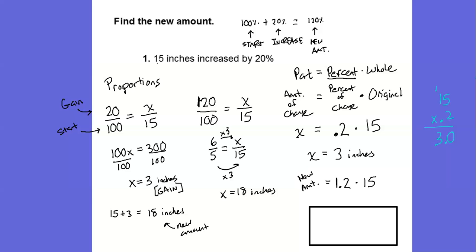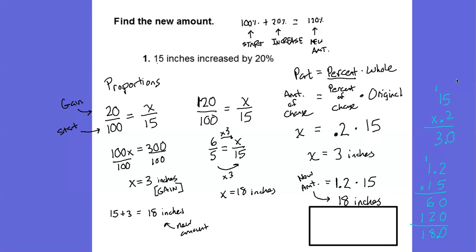So we'll work it out by hand. If I have 1.2 times 15, 5 times 2 is 10. Carry the 1. 5 times 1 is 5, plus 1 is 6. Placeholder 0. 1 times 2 is 2. 1 times 1 is 1. Add. And we have one number after the decimal here, so we have to move this decimal 1 over, and there's our 18. So our new amount would be 18 inches. All right, one more quick idea here that I want to show you.